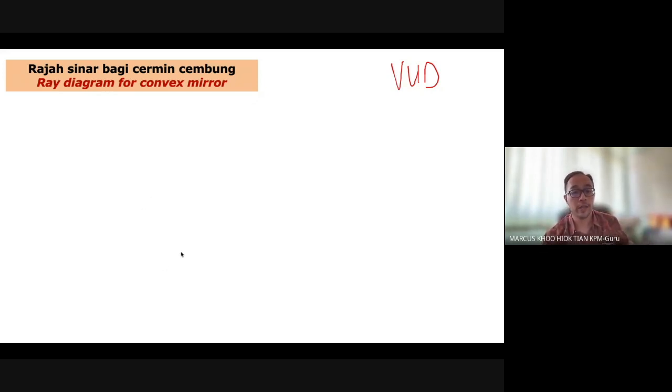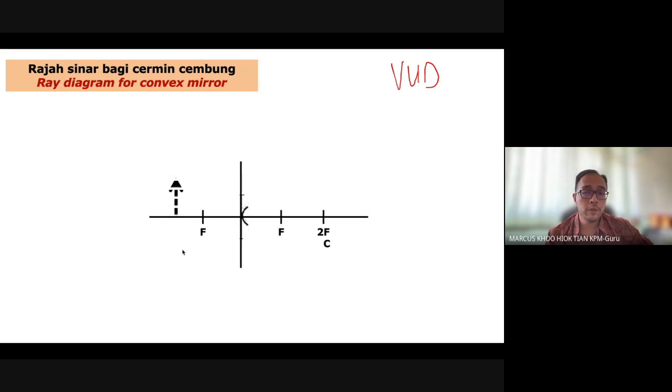Okay, but let's take a look at the drawing. So first, same thing, the principal axis, and everything over there. I want to go to the second drawing first.